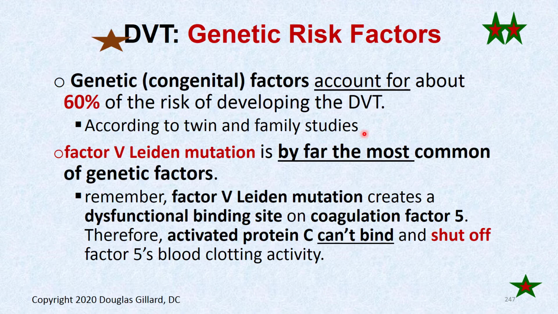So back to DVTs in general, what are the genetic risk factors? Well, genetic risk factors in general account for about 60% of developing DVT, according to twin studies. Factor V Leiden mutation is by far the biggest genetic risk factor. And remember, phospholipid antibody syndrome doesn't come in this. It's not a genetic condition, at least not yet. It's relatively new. We're still studying, but so far it's acquired.